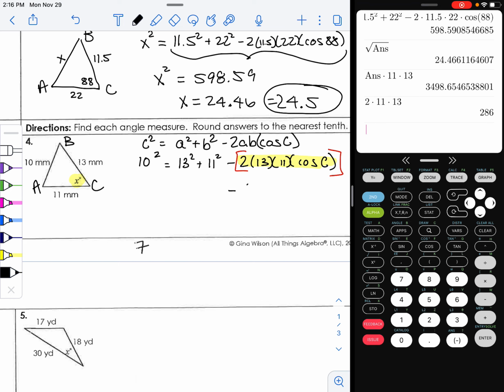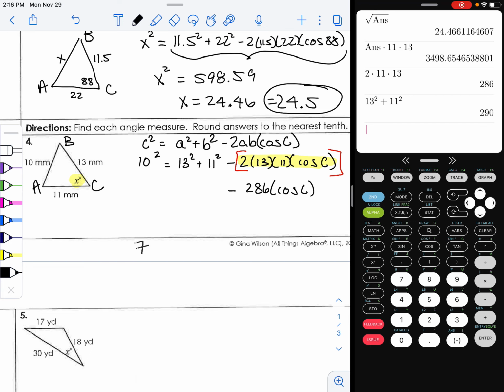This becomes minus 286 times the cosine of C. That can't be touched. I can do 13 squared plus 11 squared, and combine this stuff to get 290 equals 100. 10 squared is 100. Following my algebra rules, to undo this problem, I would subtract 290 first, which would give me negative 190 equals negative 286 times the cosine of angle C.